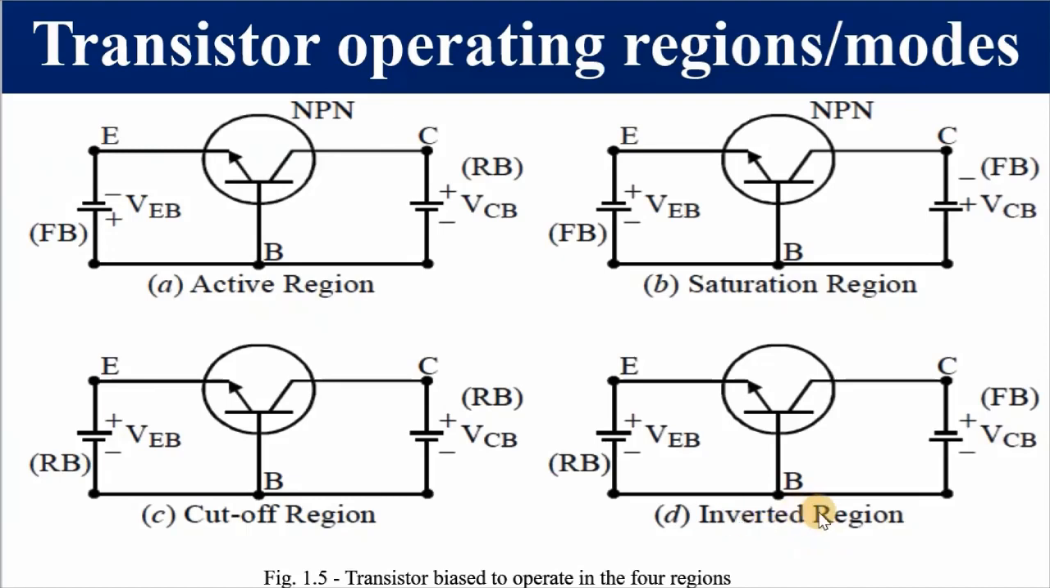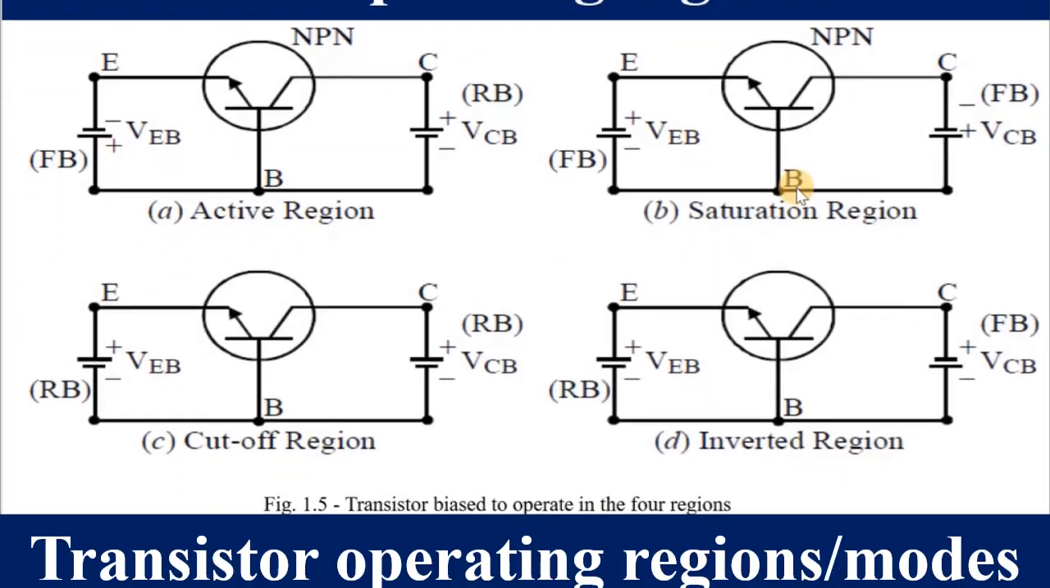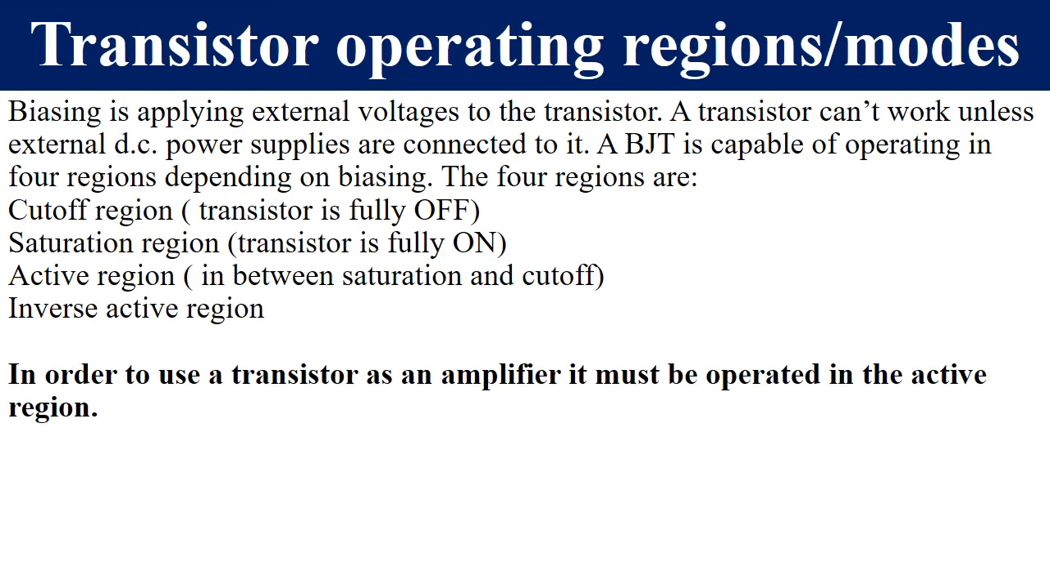For the inverted region, the positive terminal is connected to the n-type material, so this junction is reverse biased. The negative is connected to the n-type material, so this junction is forward biased. So we can safely say this is a correct connection for the transistor to operate in the inverted region. More on BJT operating regions. When the transistor is fully off, we say it is operating in the cutoff region. When fully on, it is operating in the saturation region. When in between, we say it is operating in the active region.